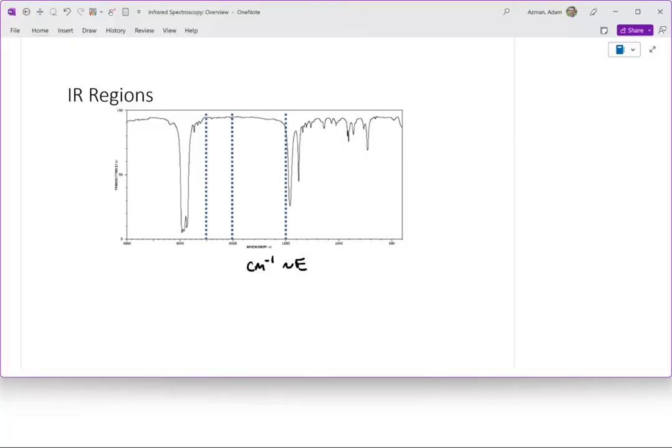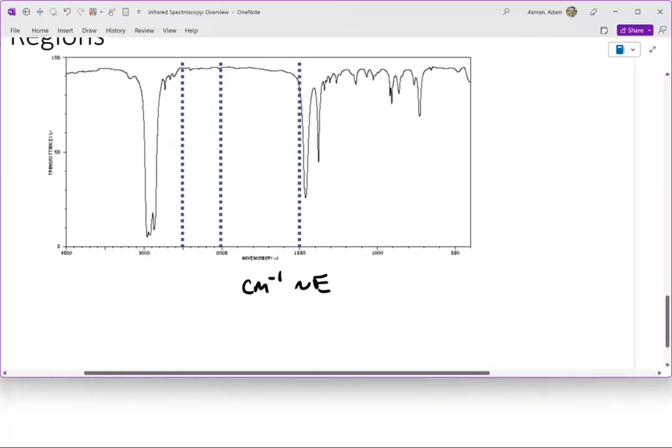Don't get too caught up in what the units are. That's not the most important part, but that is what it means. And the numbers might be a little bit hard to read here, but the x-axis goes from approximately 4,000 on this side to approximately 500 on this side.